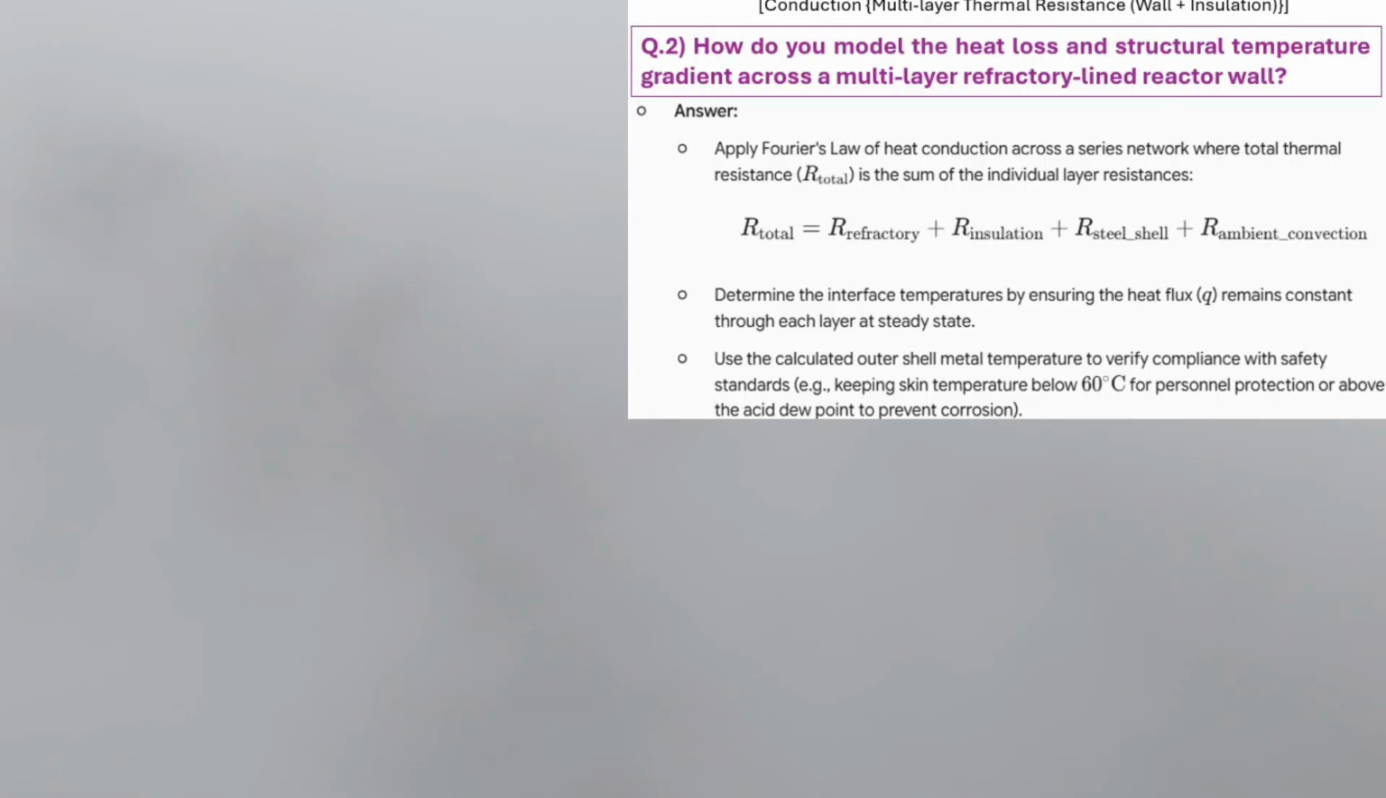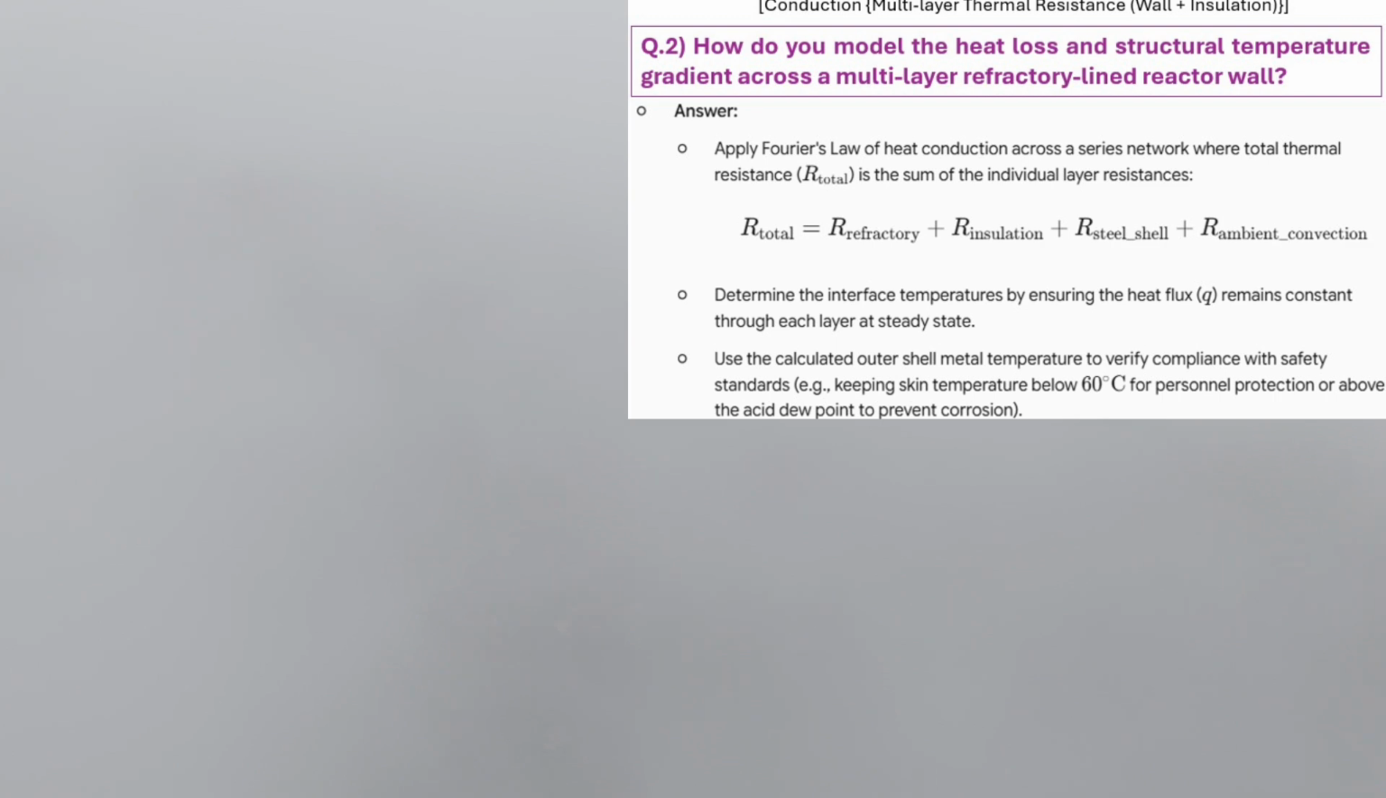If the upstream compressor lacks the head to push through that new resistance, then the thermal optimization is worse than useless. It actively bottlenecks the plant's throughput. Let us expand that multi-layer series concept. I want to move to high-temperature reactor vessels. How do you mathematically model the structural temperature gradient across a multi-layer refractory-lined reactor wall?